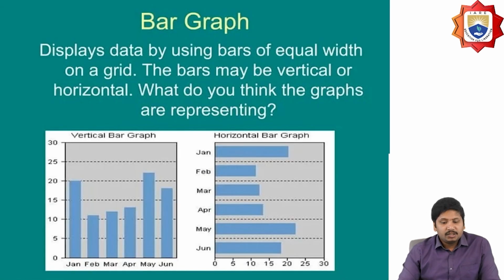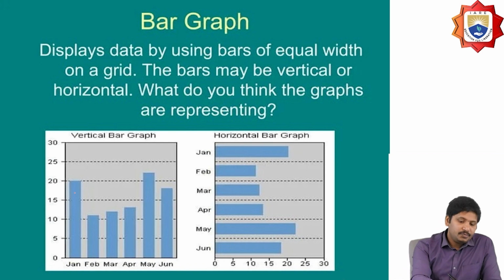So the very first thing is the bar graph. A bar graph displays the data by using bars of equal width on a grid, and these bars may be of different types like vertical and horizontal. So vertical graph should be like this, and horizontal graph should be like this.